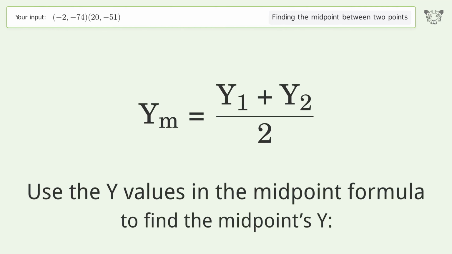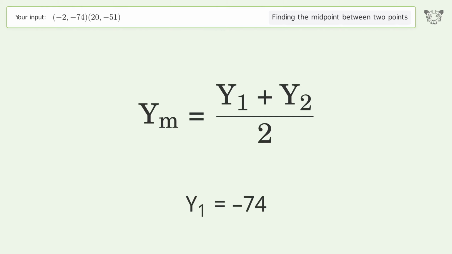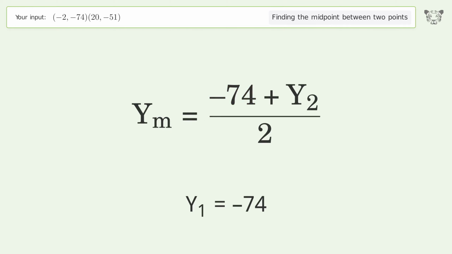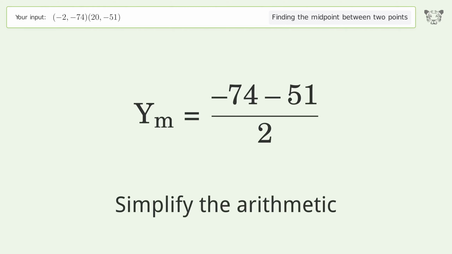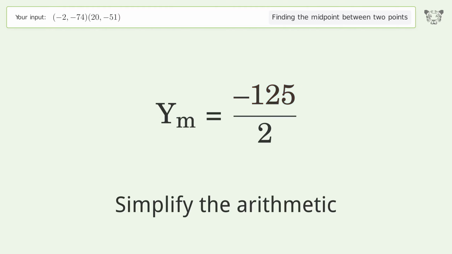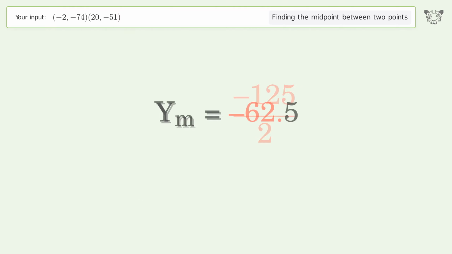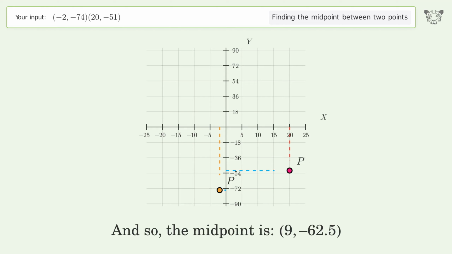Use the y values in the midpoint formula to find the midpoint's y. y1 equals -74. y2 equals -51. Simplify the arithmetic. And so, the midpoint is 9, -62.5.